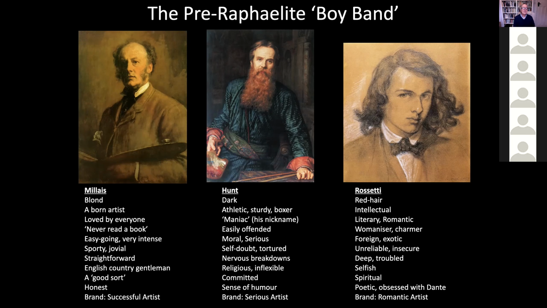First of all, John Everett Millais was a child prodigy. He was one of these people who could paint or draw from the age of three. And he was the youngest person ever to join the Royal Academy Schools, when he was 11. He was a born artist. He was very sociable. He loved everybody. Everybody loved him. He was like a country squire, a country gentleman. He loved to hunt. He loved to shoot. He said he never read a book.